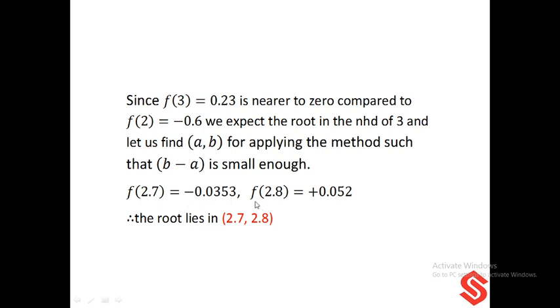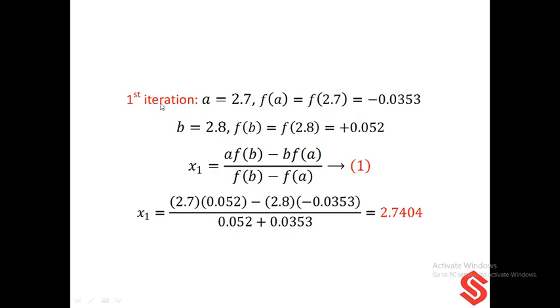So only write those two consecutive numbers for which the function has opposite sign. So f of 2.7 is negative and f of 2.8 is positive. Now you can say a root lies in the interval 2.7 and 2.8. Now the first iteration, taking a is equal to 2.7, f of a is minus 0.0353, b is equal to 2.8, f of b is 0.052.